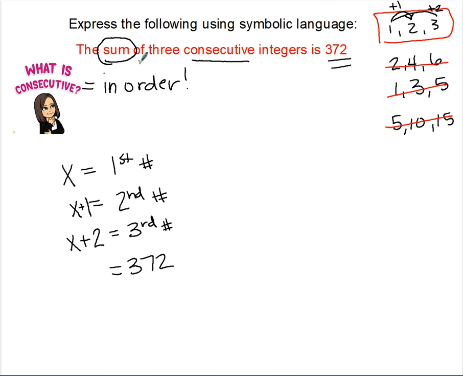All right, let's go. The sum of these, so we're going to add them. There's our first number plus our second number plus our third number. And all of that, when we add it up, is 372. Now we can go ahead and solve.